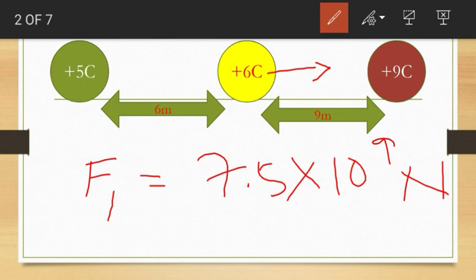I am only interested in the forces on the 6 coulomb charge body. So on the 6 coulomb charge body, the 5 coulomb charge pushes it towards the right. Now F1 is already given, that is 7.5 multiplied by 10 to the power 9. Now I shall consider the force acted upon by the 9 coulomb charge. Then I will have to find the two forces on the 6 coulomb charge, due to the 5 coulomb charge and the 9 coulomb charge.